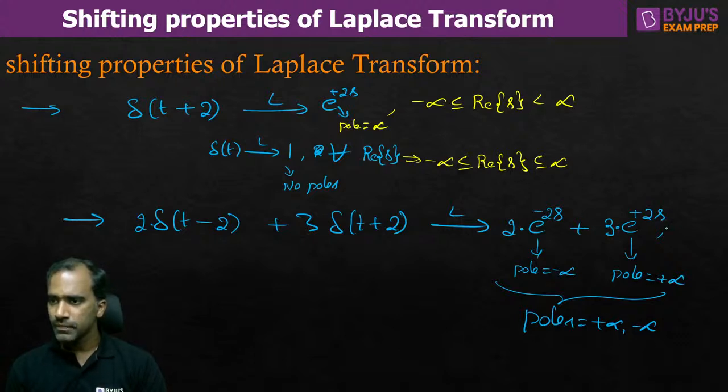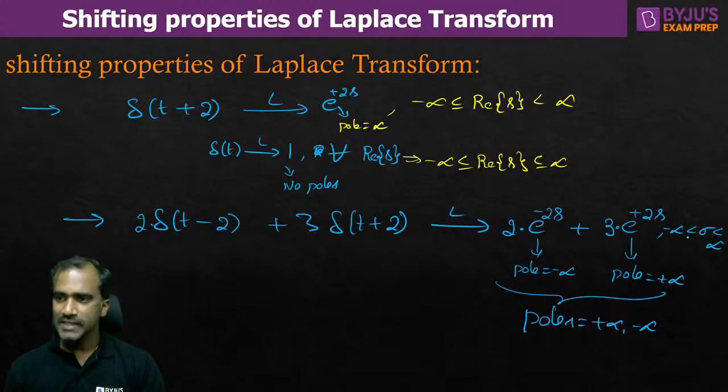What is the ROC now? It will become minus infinity less than the real part of s less than infinity. See this one? The equal to signs I am removing here, which means minus infinity is excluded from the ROC. Plus infinity is also excluded from the ROC. Is that okay?